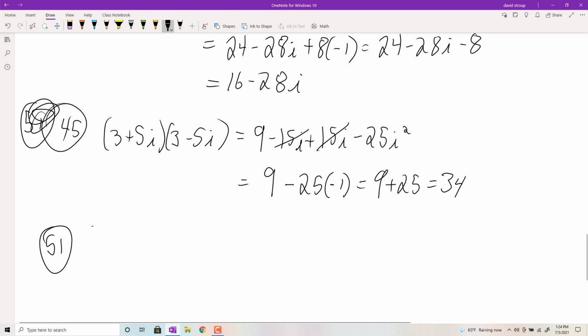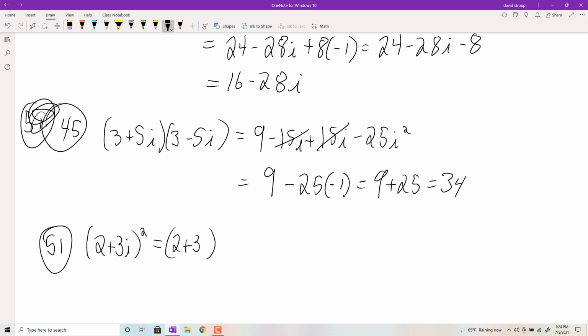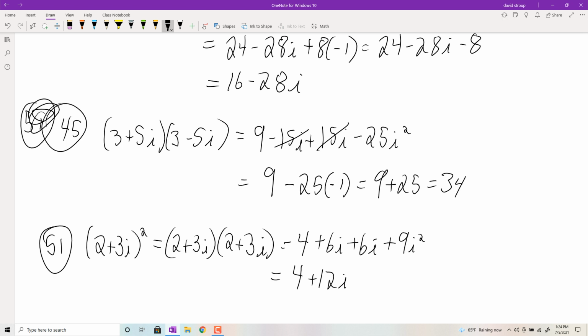Anyways, let's have 51, and we have 2 plus 3i squared. So what is that? Well, you got to FOIL it, right? So it's really 2 plus 3i times 2 plus 3i. First is 4, outer 6i, inner plus 6i, and then last, plus 9i squared. So I'll have 4 plus 12i plus 9 times negative 1. So that'd be 4, minus 9, so negative 5 plus 12i. Okay.